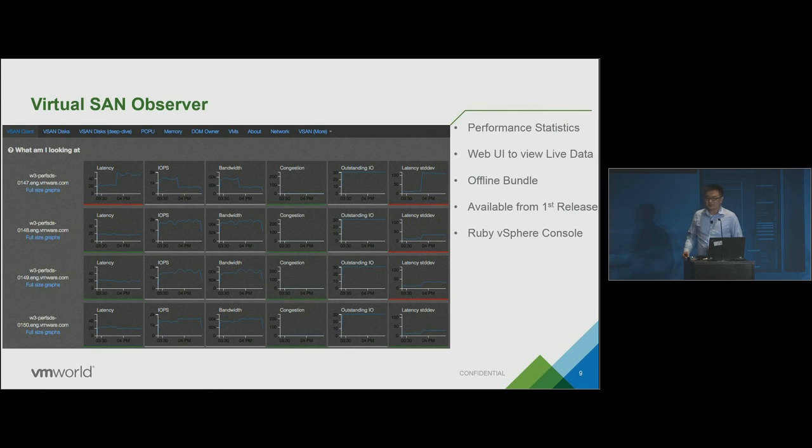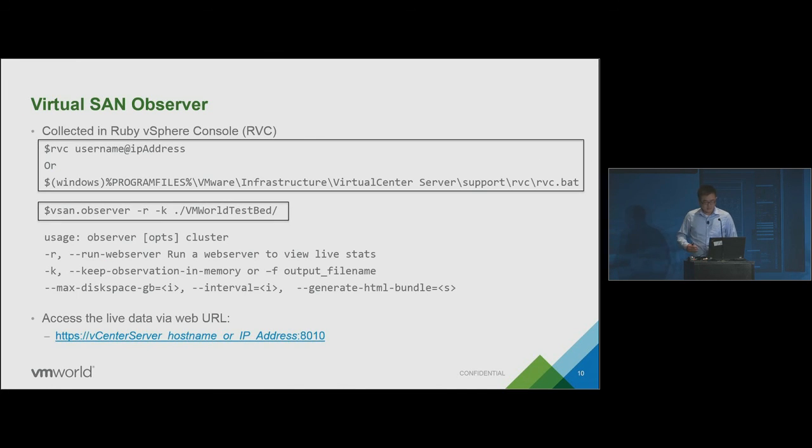The second benefit of the vSAN Observer is that it's available from the very first release of Virtual SAN. That means if you want to compare performance, if you want to see what performance changed when you upgrade from the previous version to the latest version, the vSAN Observer is the place to go. Lastly, the vSAN Observer relies on the Ruby vSphere Console to run. The Ruby vSphere Console, also known as RVC, comes bundled with both the Linux-based vCenter Server Appliance and the Windows-based vCenter Server.